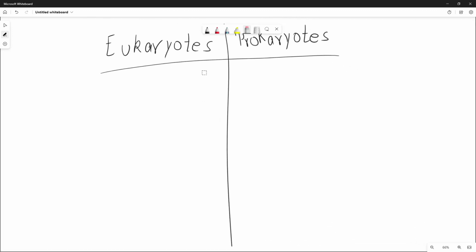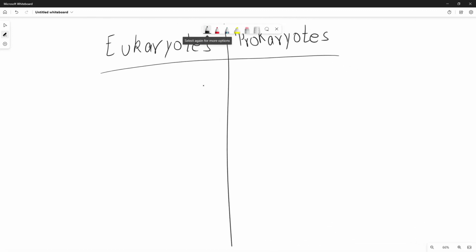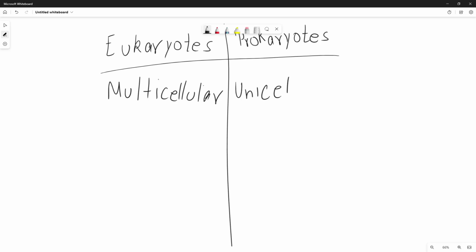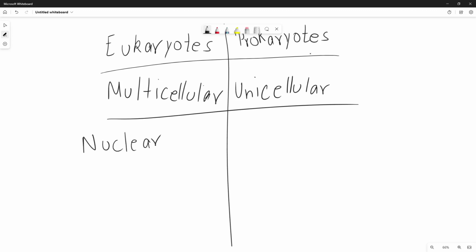And to understand that, we have to first understand the differences between eukaryotes and prokaryotes. And so, firstly, most eukaryotes are multicellular, meaning they are made up of multiple cells, whereas prokaryotes are mostly unicellular, meaning they have only one cell. Next, all eukaryotes contain a nuclear membrane surrounding the nucleus, whereas prokaryotes lack this nuclear membrane, so it is absent.